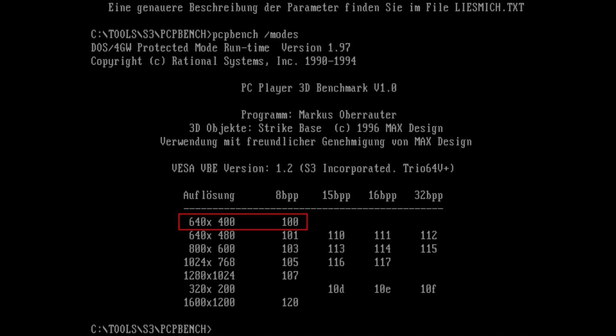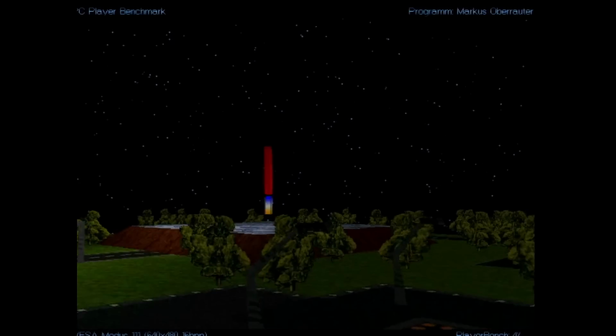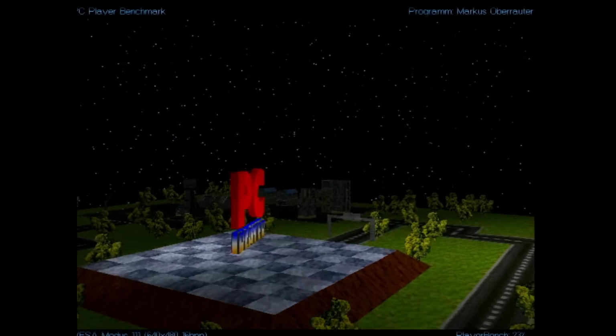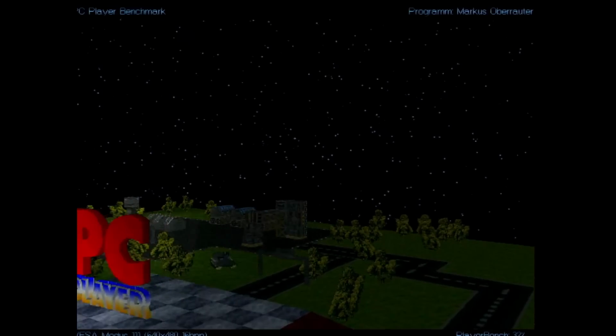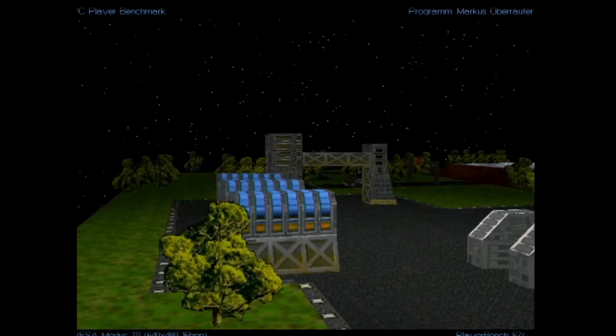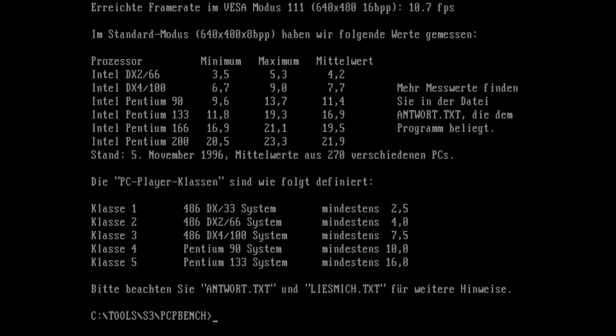And here is our 8 bits per pixel at a resolution of 640 by 400, which is the VESA Mode 100. Now we could change it to something else, so we could run, for instance, PC Player in VESA Mode 111, which is 16 bits per pixel at a resolution of 640 by 480. Let's try that. And here is PC Player at a resolution of 640 by 480. Sorry, it's a little bit cropped and moved around, but this is 640 by 480 at 16 bits per pixel. But still, what is all this about?